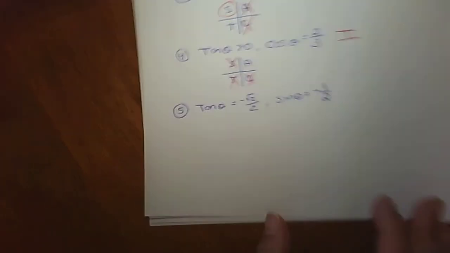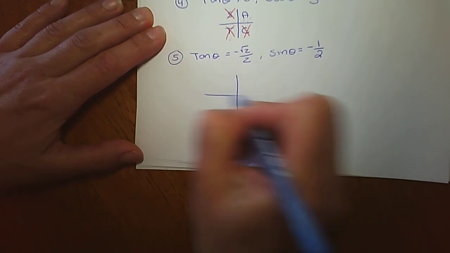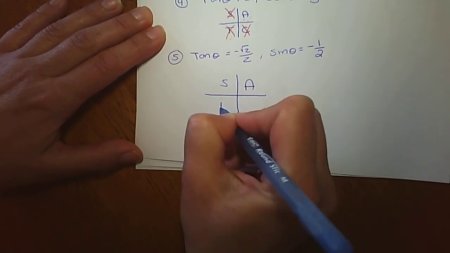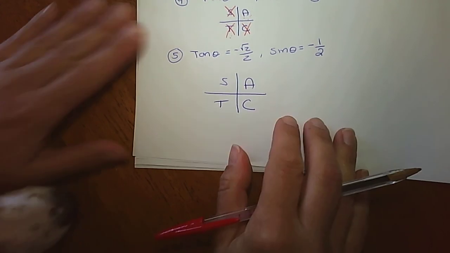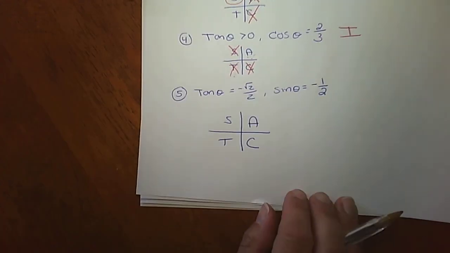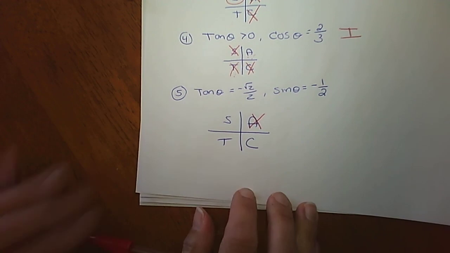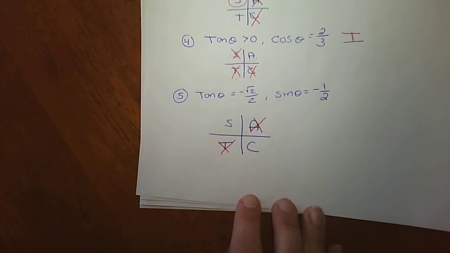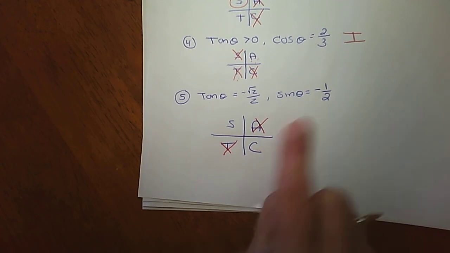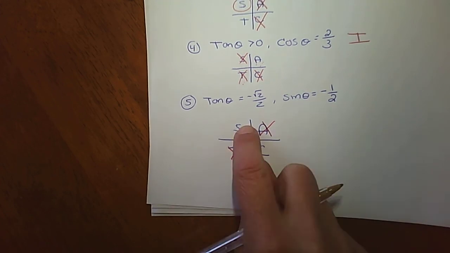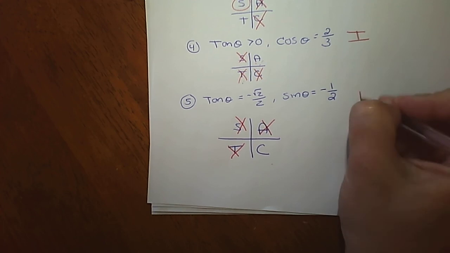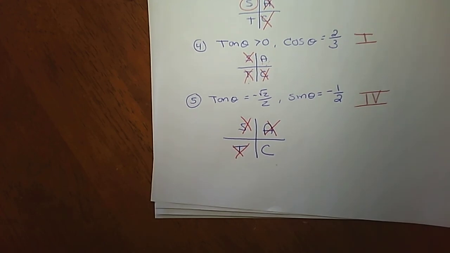And finally, one more, ASTC. Okay, tangent is negative radical 2/2. So tangent needs to be negative. Well, it can't be all or positive, and it can't be where tangent's positive. All right, out of the leftover 2, which one is sine negative in? Well, what does S stand for? S stands for sine is positive. No, it's not, so we have to cross that off. So that means it's quadrant 4. All right, and that's it, and that's what your assignment's on.